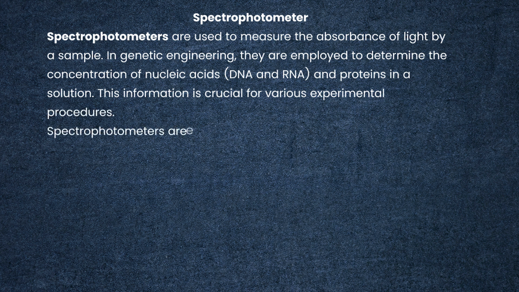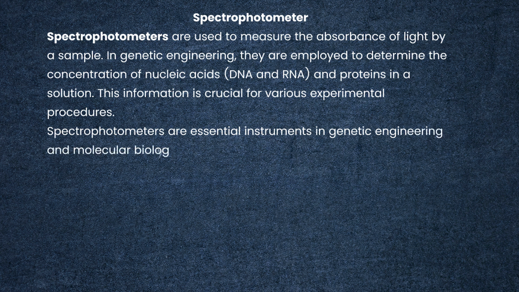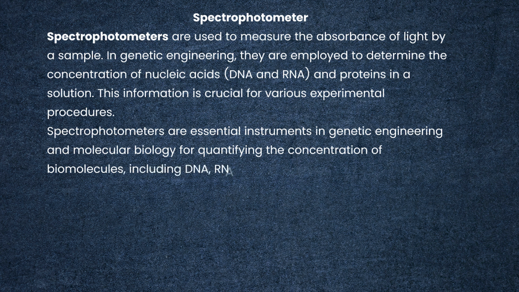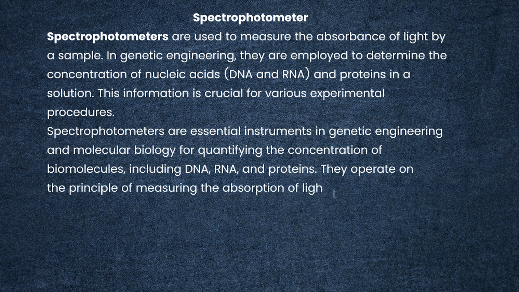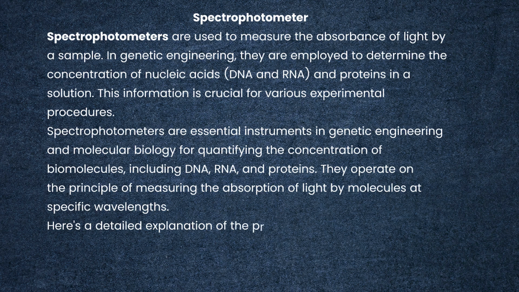Spectrophotometers are essential instruments in genetic engineering and molecular biology for quantifying the concentration of biomolecules, including DNA, RNA and proteins. They operate on the principle of measuring the absorbance of light by biomolecules at a specific wavelength. So, here I will be talking about the detailed explanation of the principle and working of a spectrophotometer.